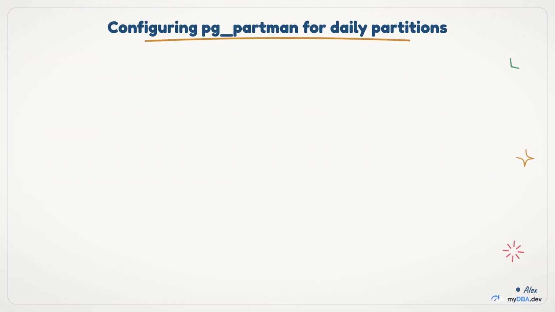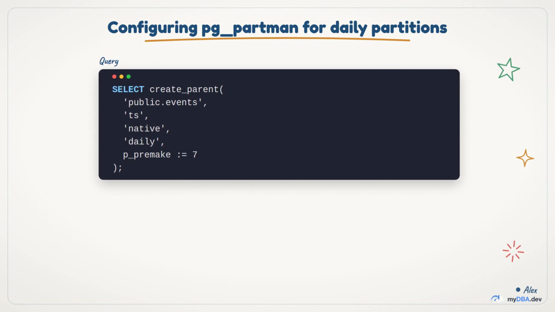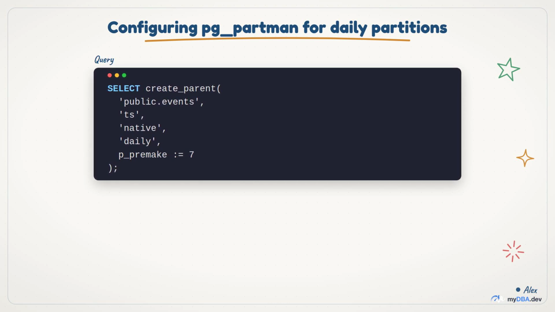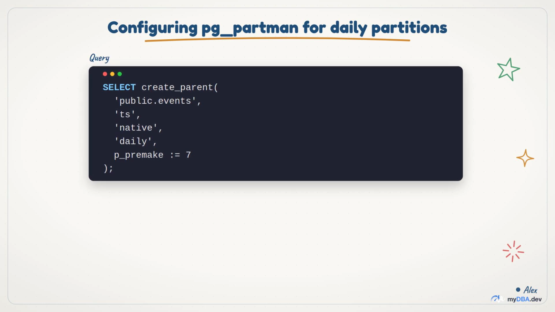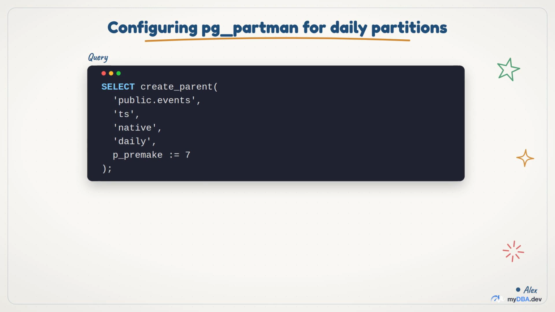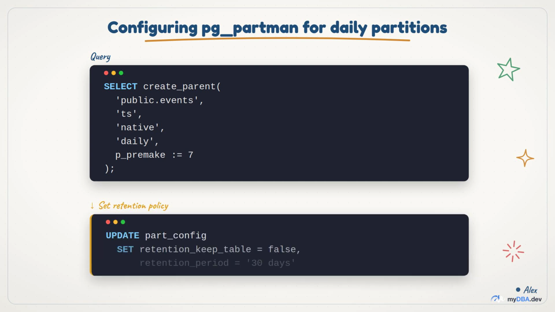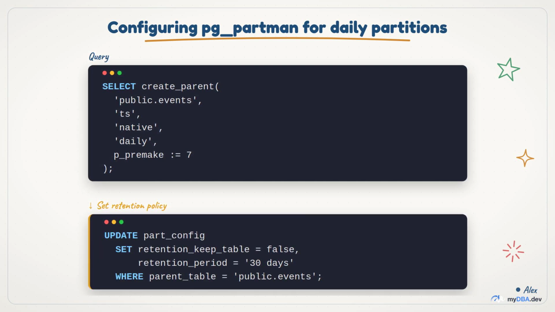You call create parent once to register the table. Here we're making daily partitions, pre-creating 7 days ahead. Then you set a retention policy, in this case, drop partitions older than 30 days. pgpartment handles the rest. What if I want to keep the old partition as an archive table instead of dropping it? Set retention, keep table to true. pgpartment detaches it but leaves the table intact, so you can move it to a different tablespace or even a foreign server.